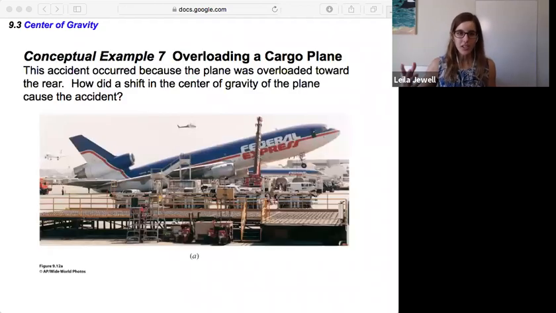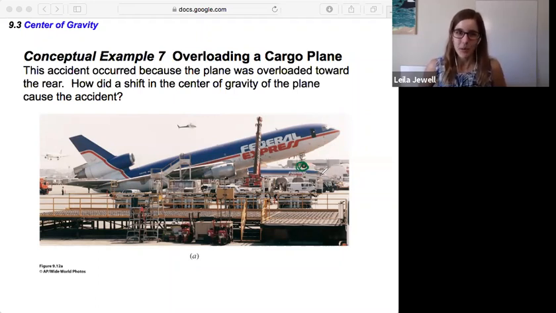Right, let's also look at a conceptual example, overloading a cargo plane. This accident occurred, this is a real photo, because the plane was overloaded toward the rear. How did a shift in the center of gravity of the plane cause the accident? So we want to come up with an explanation for what's going on here. Note, this is not how planes are supposed to be. We see another plane at the airport and it's very nicely sitting up at the gate. This one has its wheel up in the air. That's a problem. The wheel is not meant to be there.